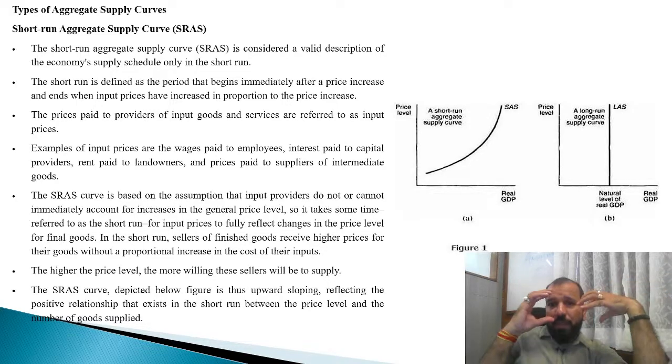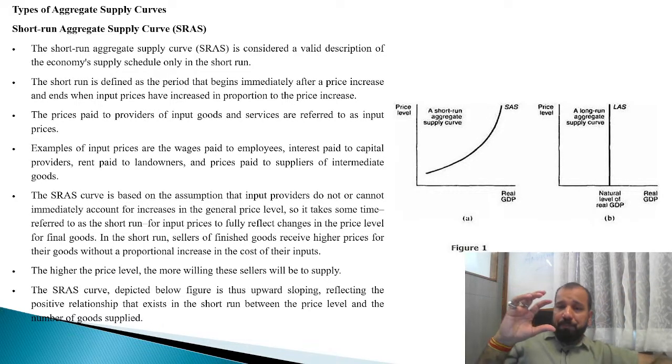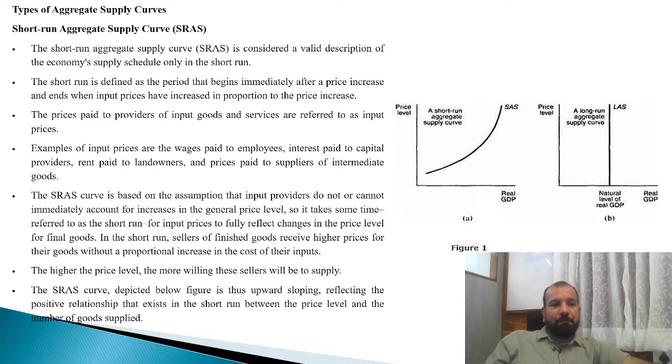So at the end of the day, you just need to understand that whenever you keep the price level higher in the short run, automatically you are going to increase the supply. So that is the short run aggregate supply, and at the end of the day you will have more real GDP. The long run aggregate supply, you need not be bothered about. It will always be the natural level of the real GDP. Okay, it will be the same.